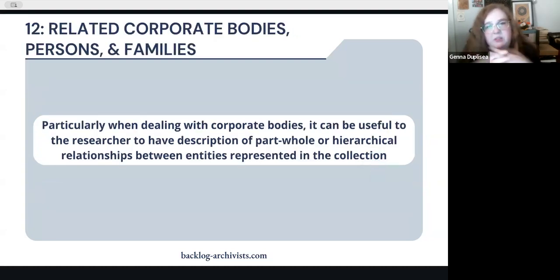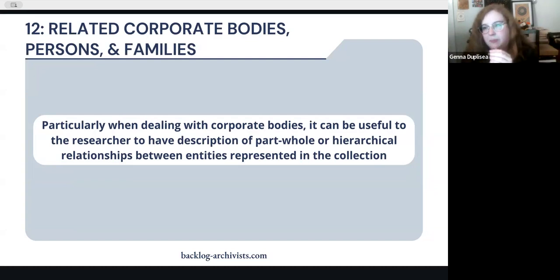So chapter 12 is related corporate bodies, persons, and families. So particularly, what this chapter talks about is the network of relationships between different people, different families, different corporate bodies. And something to note is that particularly when you're dealing with corporate bodies, it can be really useful to the researcher to have some sort of description of the part-whole relationships between corporate entities, or hierarchies.